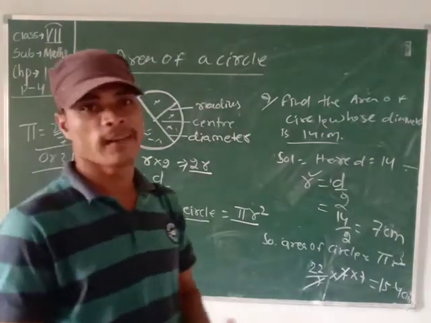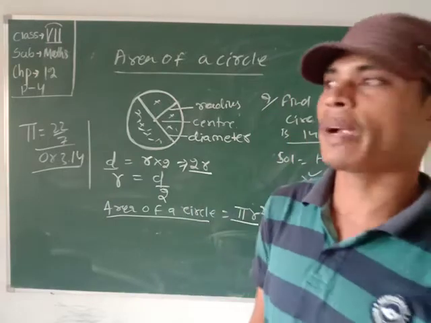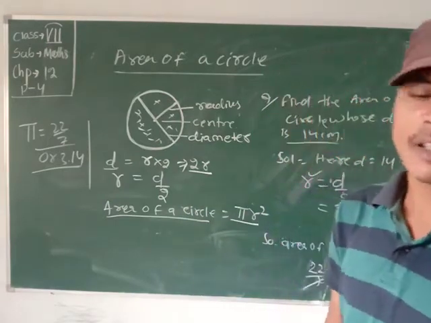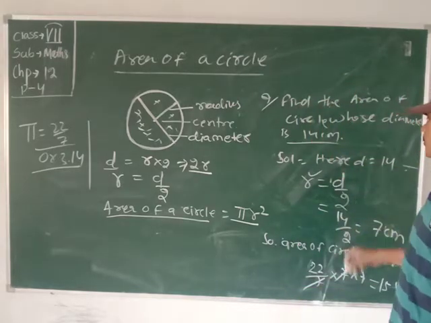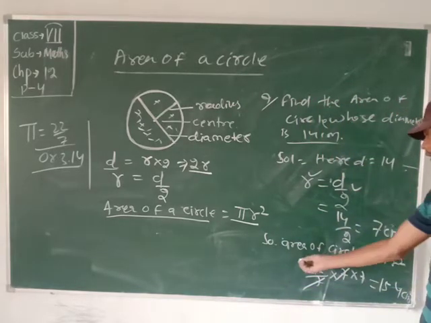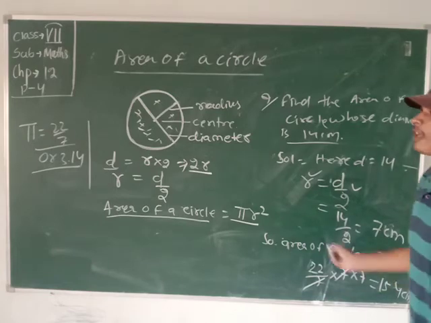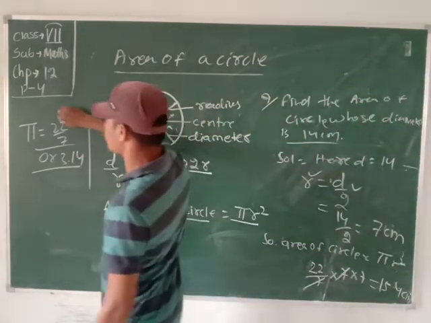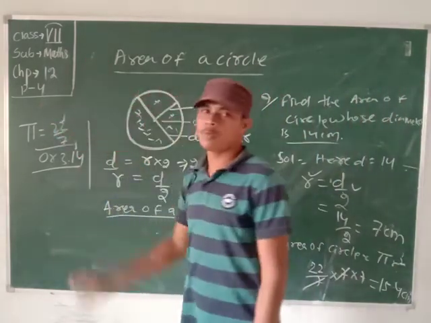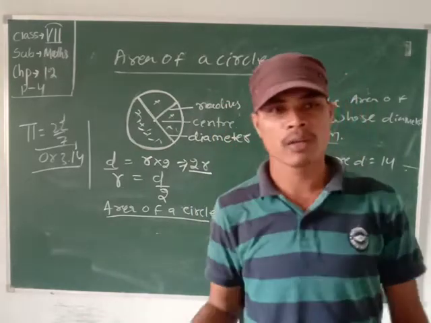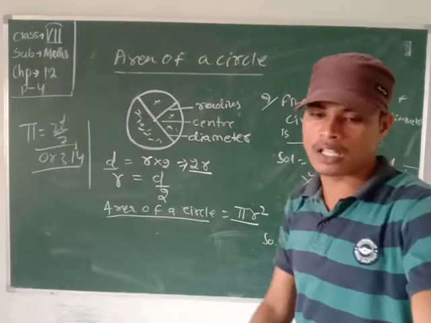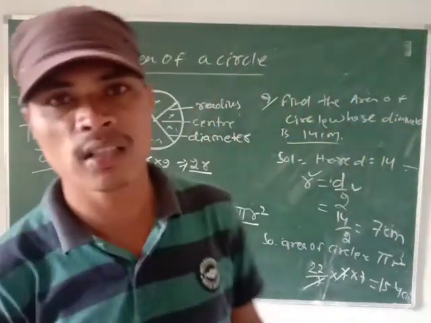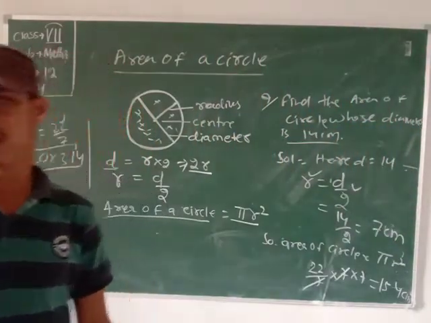If you want to find the area of a circle, first find the radius, then find the area. If the diameter is given, find the radius using d by 2, then use area equals pi r square. The value of pi, 22/7 or 3.14, can be used at the time of solution. Clear about it? Now I will take another example.